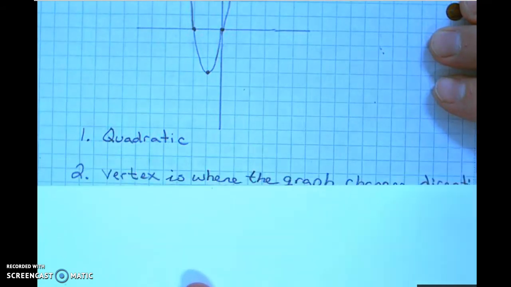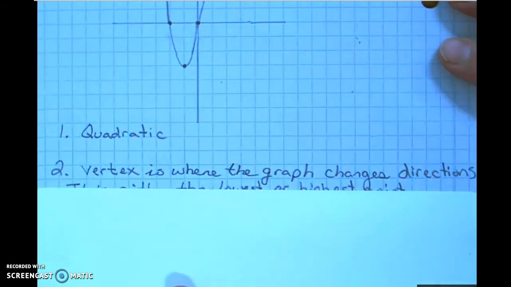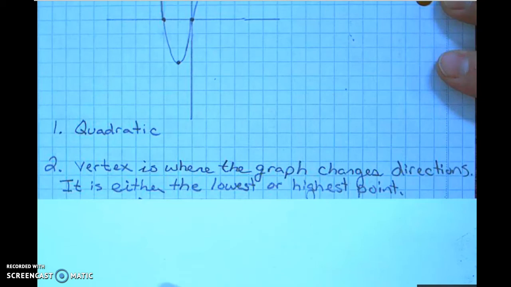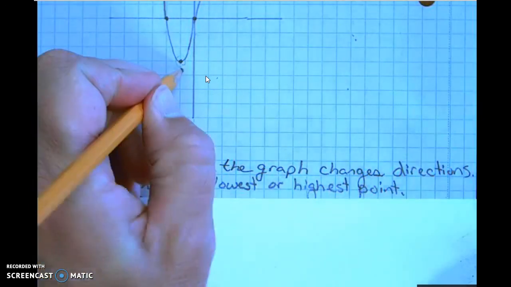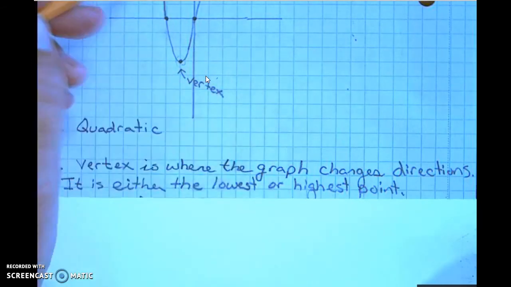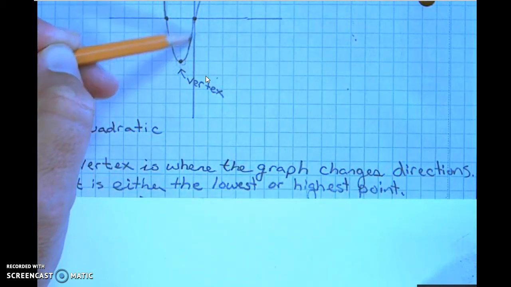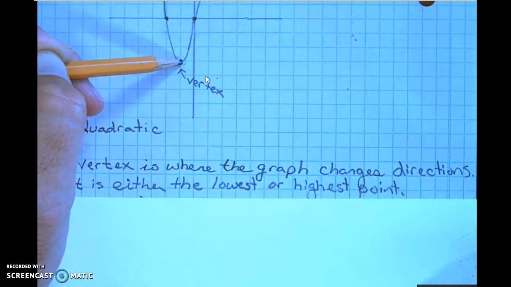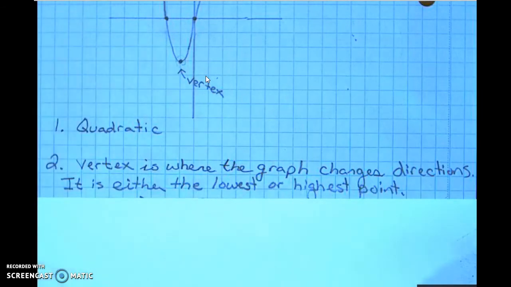So the first one is the vertex. The vertex is where the graph changes directions. It is either the lowest or highest point. So in this case, the vertex is the lowest point right here. This is where the graph changes directions. Going from left to right, we're going down, down, down, and at the very bottom we start going up, up, up. So at this point, the graph is neither decreasing nor increasing. It is at the lowest point.